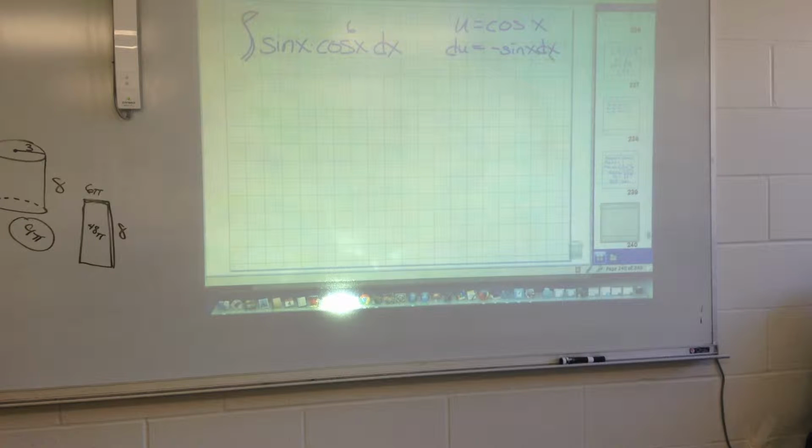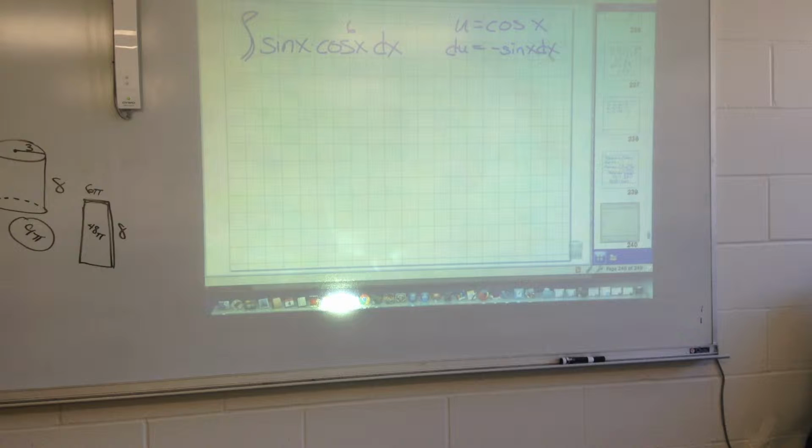Do you want your du raised to the 6th power? You don't want du raised to the 6th. In this case, we can raise our u to the 6th. It's cosine to the 6th. It's the same as cosine x in parentheses to the 6th power. Does that make sense? Yep.